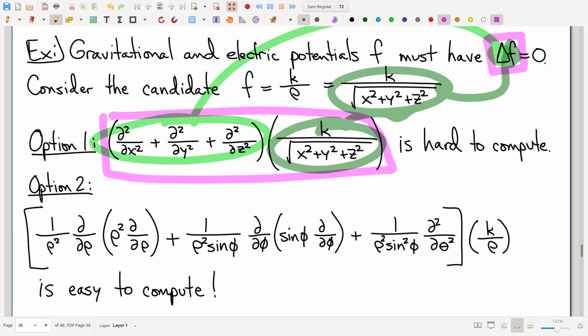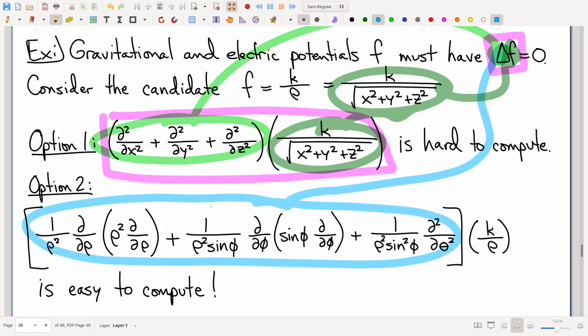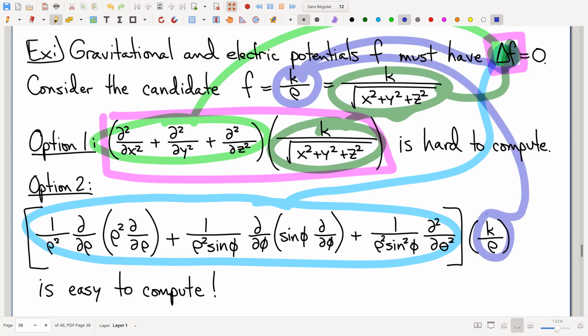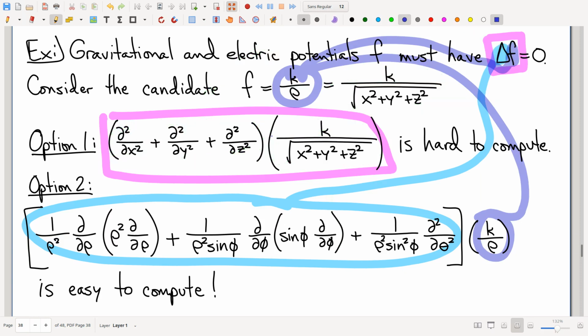All right, now here's your other alternative. Your other alternative would be to use the spherical Laplacian applied to the spherical formula for our candidate function, right? Instead of doing this, what I had in green there, we could do everything in spherical coordinates. Spherical Laplacian, spherical candidate function, and we could crank this out.